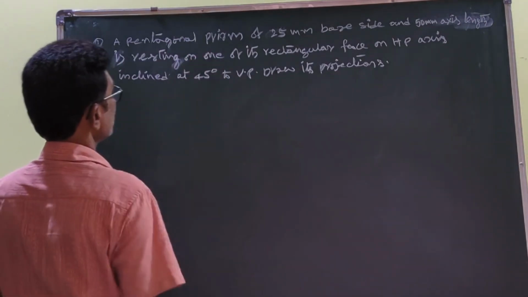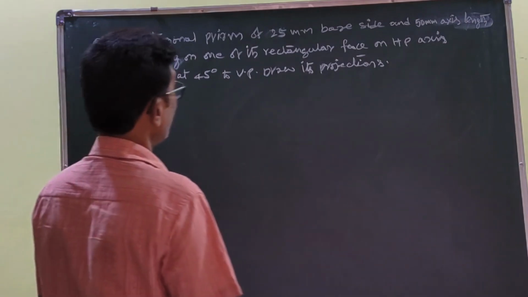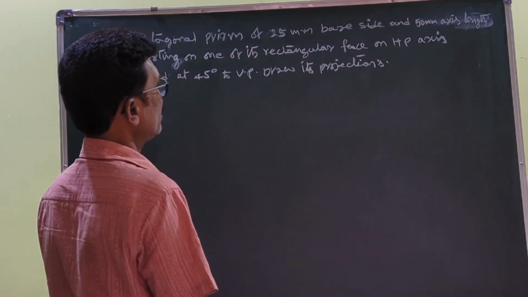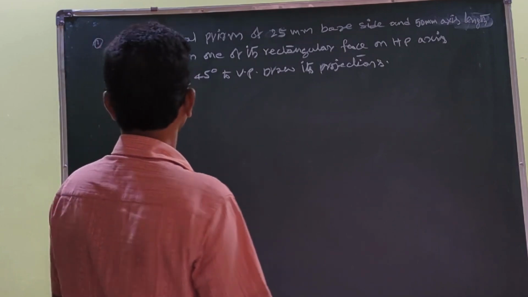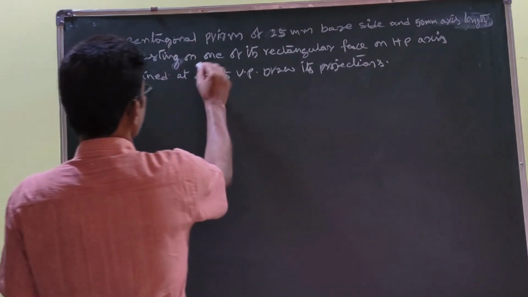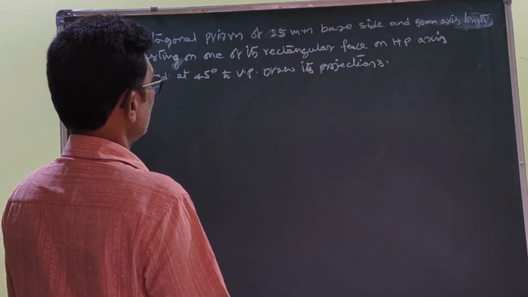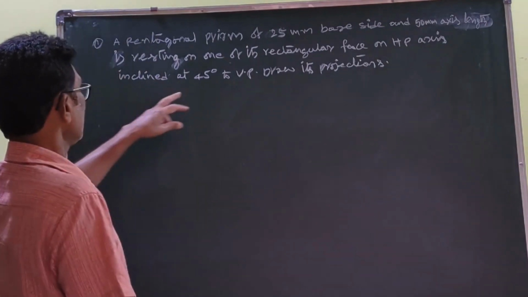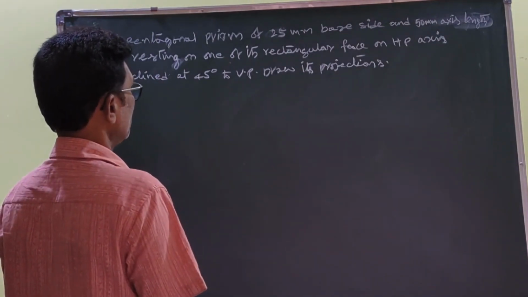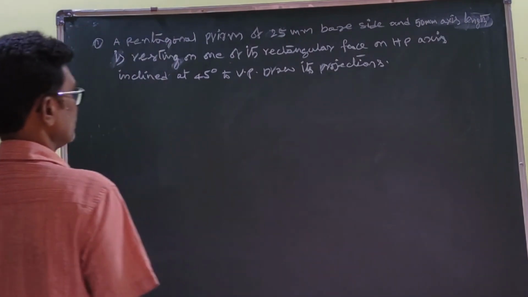A pentagonal prism of 25 mm base side and 50 mm axis length is resting on one of its rectangular faces on HP, with the axis inclined at 45 degrees to VP. Draw its projections.